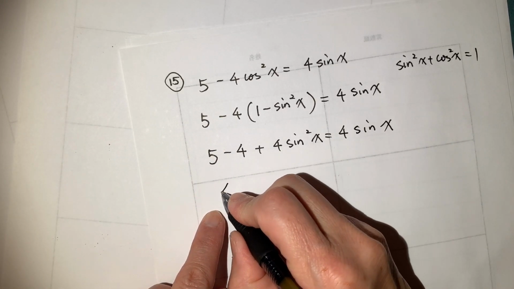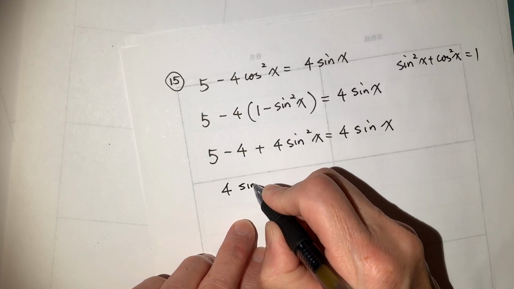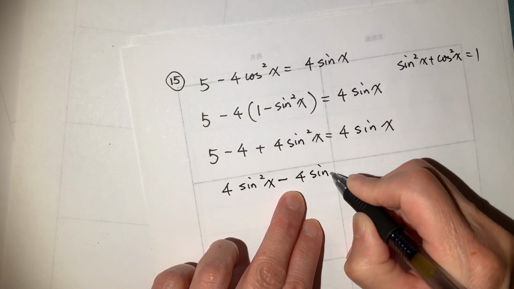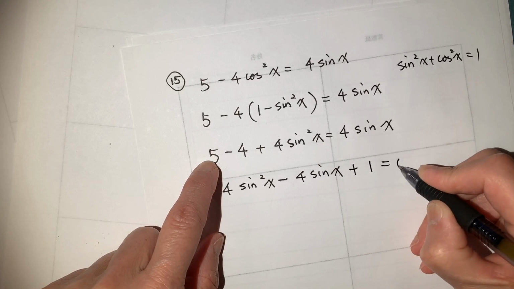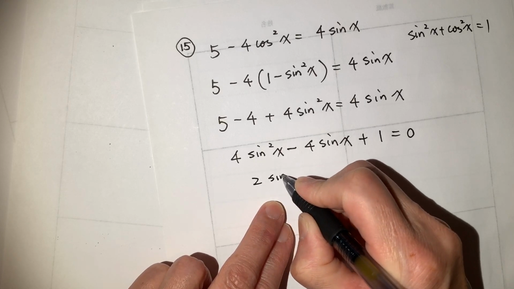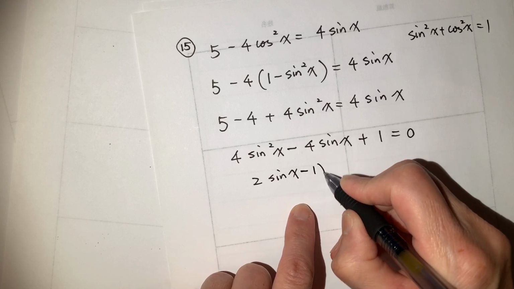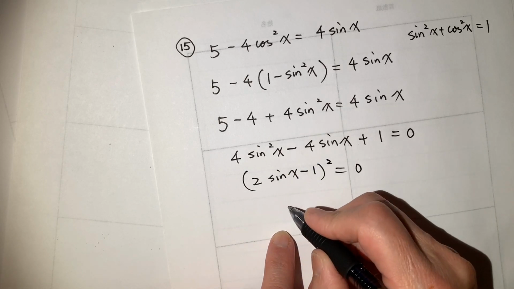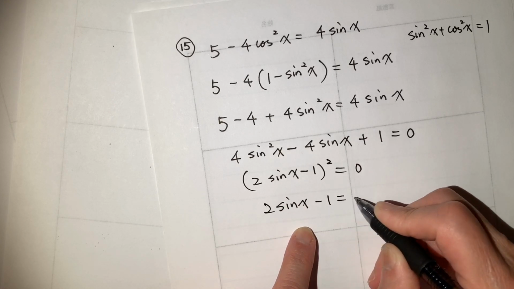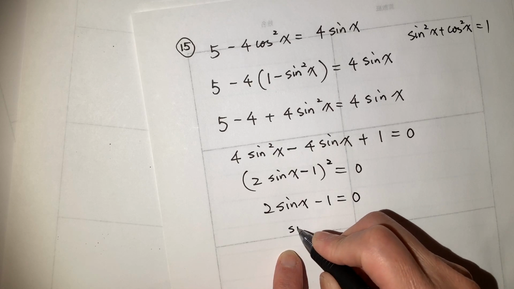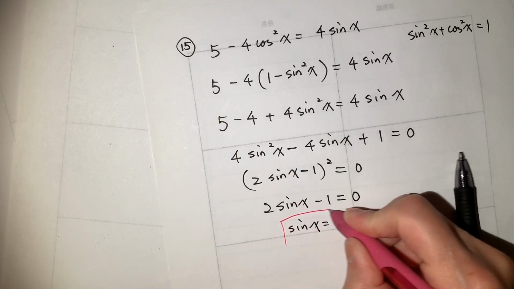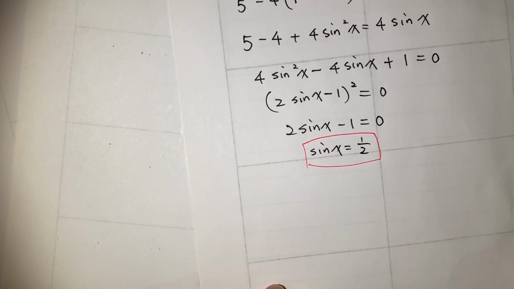So move it here: 4 sine square x minus 4 sine x plus 1 equal to 0. 4, 4, 1. So we know the formula: 2 sine x minus 1 square equal to 0. So 2 sine x minus 1 equal to 0. Sine x equal to 1/2, and that is the result.